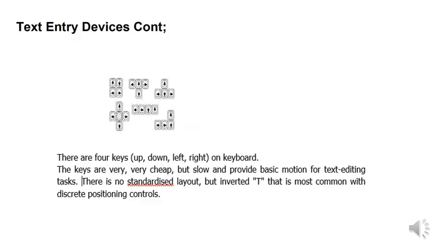So there are 4 keys, up and down. Look at this one too, up and down. And this one, you have this kind of key in your keyboard: up, left, down, right. The keys are very cheap but slow and provide basic motion for text editing tasks. There is no standardized layout, but the inverted T is most common with discrete positioning control.